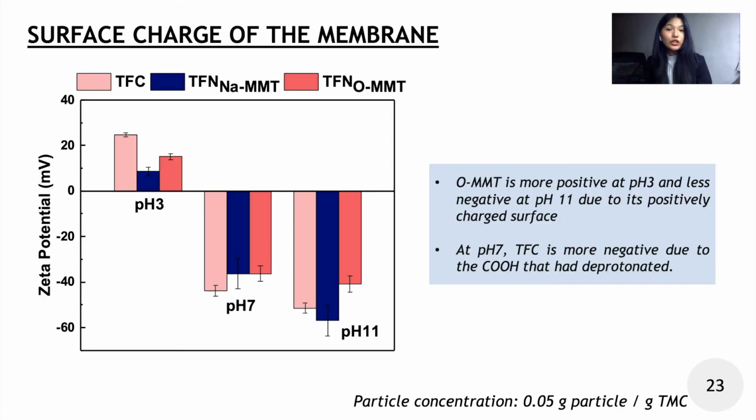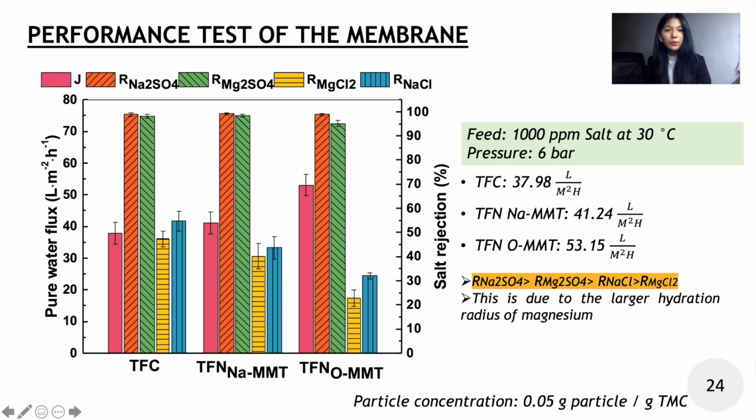For the surface charge of the membrane, OMMT is more positive at pH 3 and less negative at pH 11 due to its positively charged surface. At pH 7, TFC is more negative due to the COOH that had deprotonated. This is the performance of the pristine membrane and membrane modified with NAMMT and OMMT.